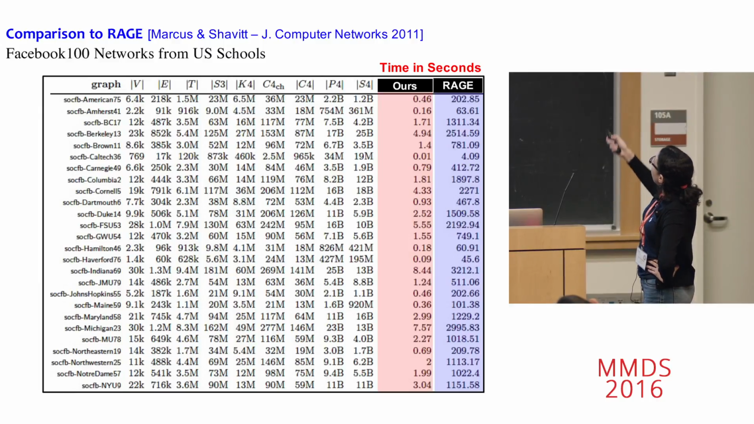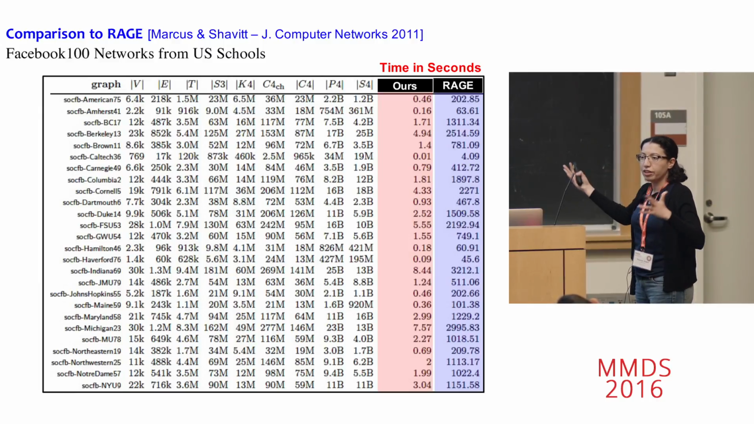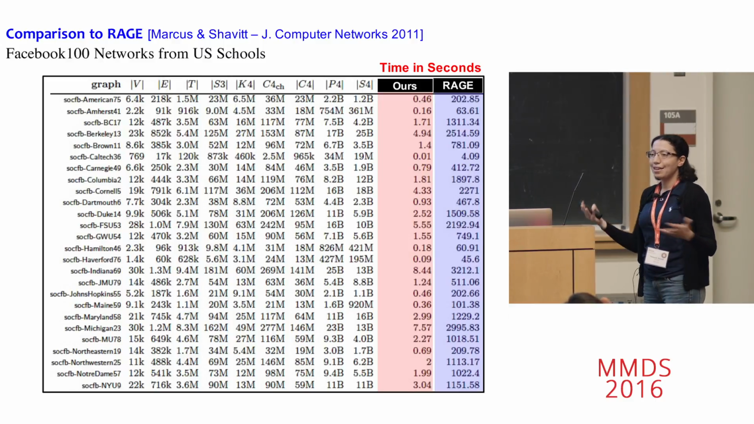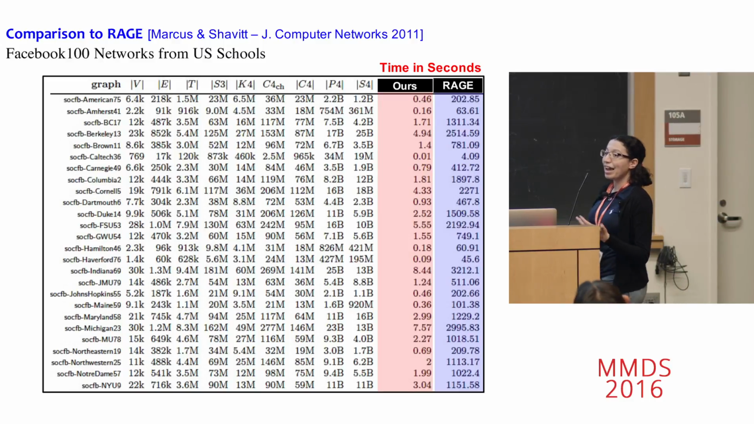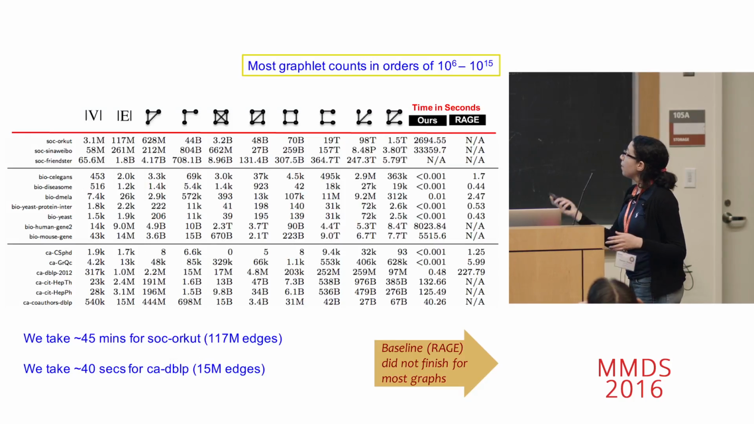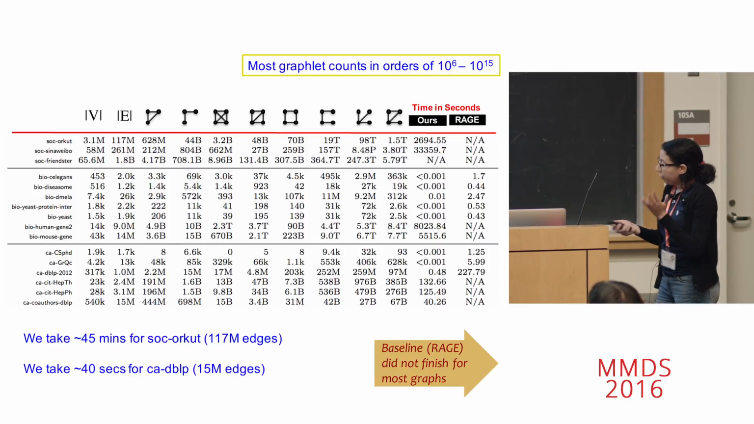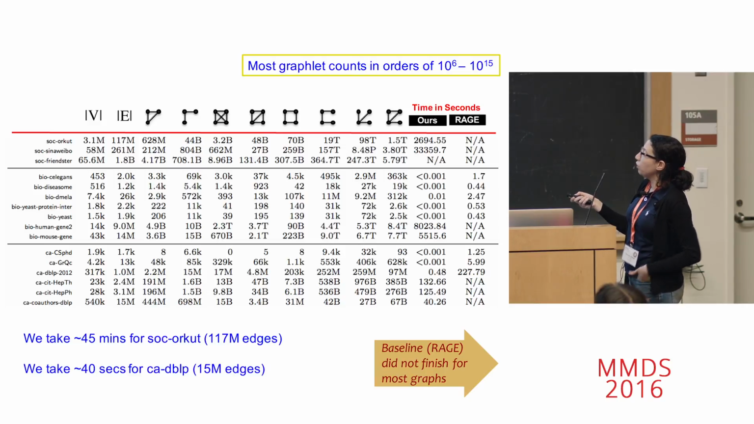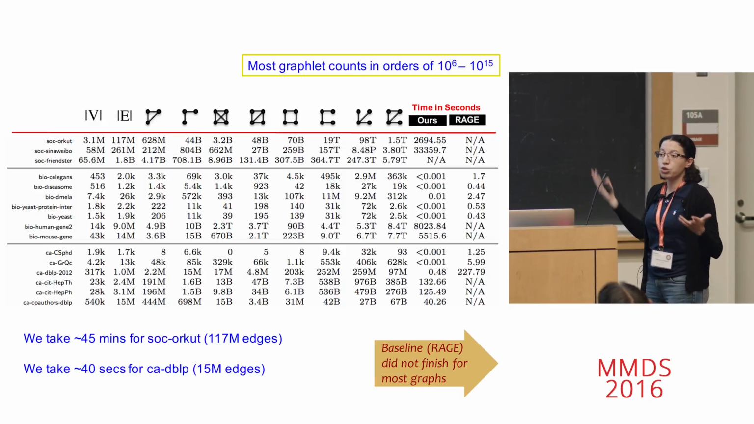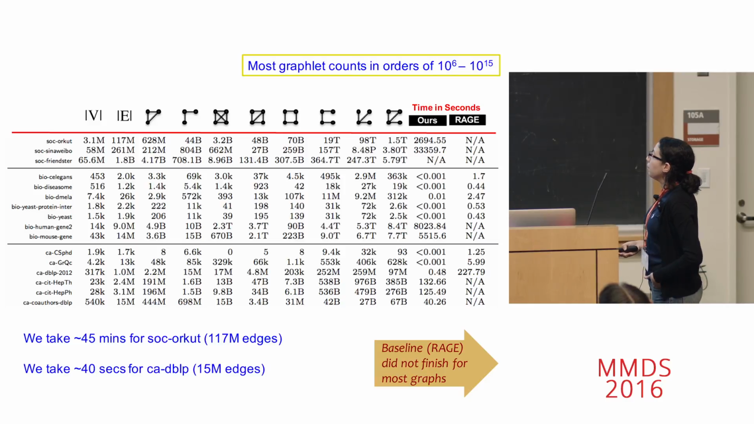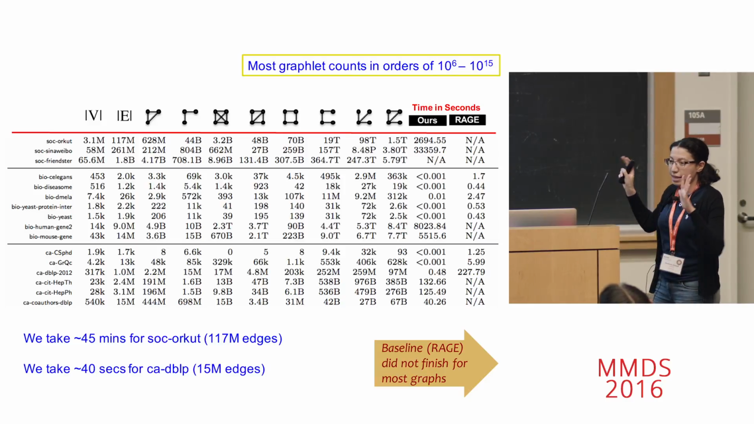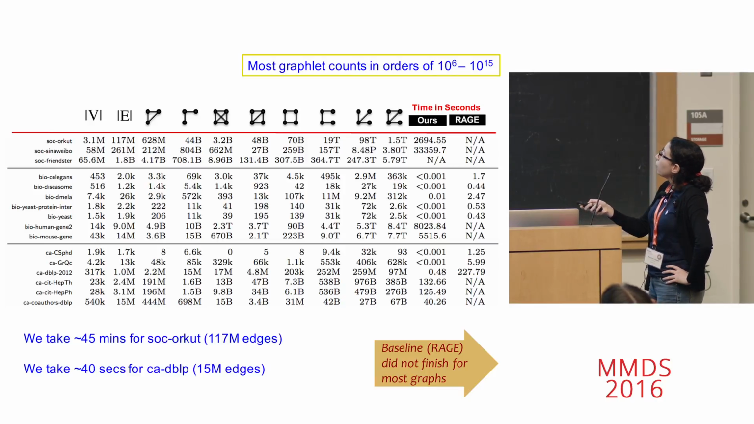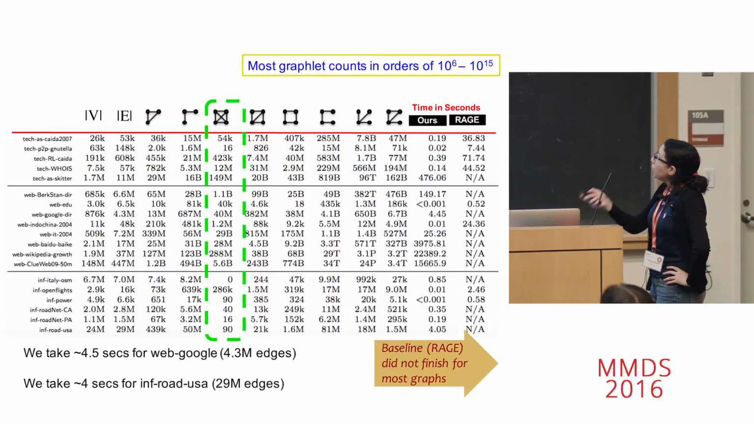As you can see, the baseline method takes 100 or up to thousands of seconds for these networks, while our approach takes only a few seconds, and sometimes even a fraction of a second. That's how fast it is. Another example is for massive graphs. We take only 45 minutes for a graph like Social Orkut, which has over 117 million edges, while the baseline method wouldn't even be able to finish, and the method itself will crash. Those are different examples.